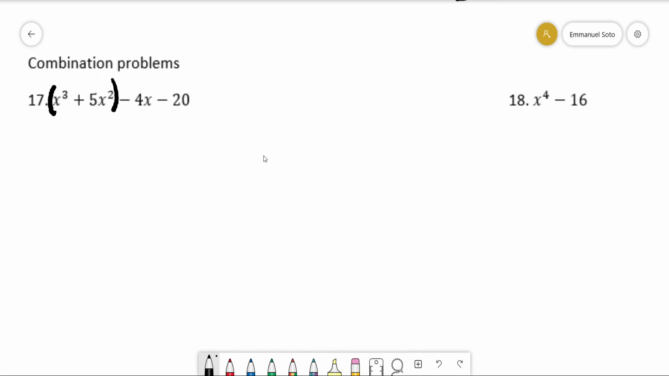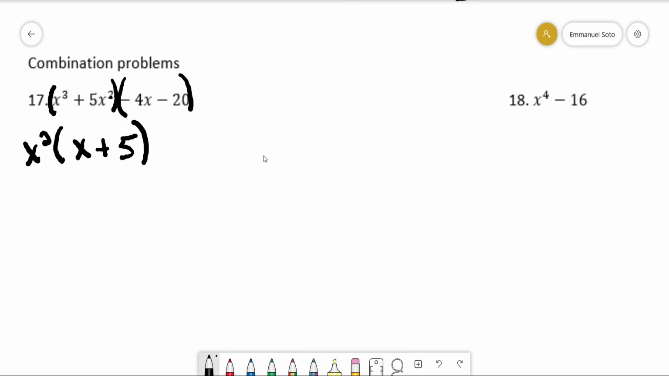So I'm going to go ahead and make my 2 groups here. I can pull out an x squared, because there's 2 of them here and there's 3 there. So I can pull out x squared. So I have 1x left over. I didn't pull out a 5, so I still got a 5 there. I pulled out all the x's, so there's no more.